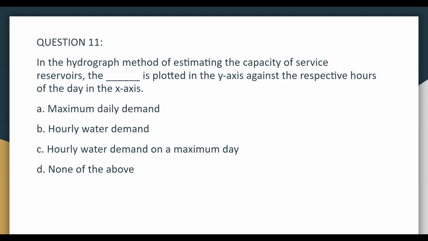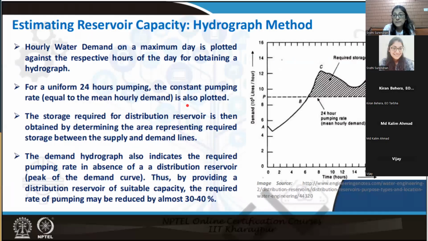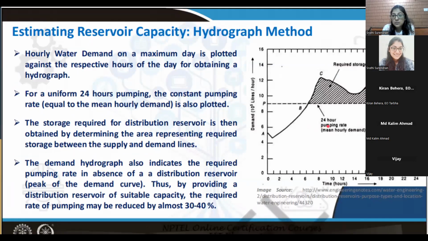Okay, I don't see many answers coming. So moving on to the solution. Now estimating reservoir capacity by the hydrograph method, I'll just briefly explain how it is done. In the hydrograph method, a hydrograph, that is time versus demand, is made, and the demand over here is the hourly water demand on a maximum day.